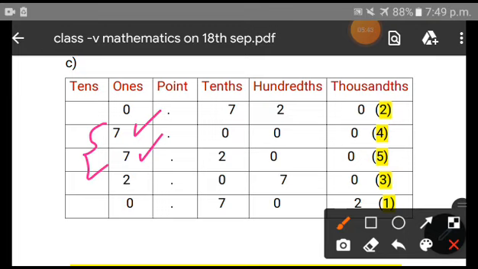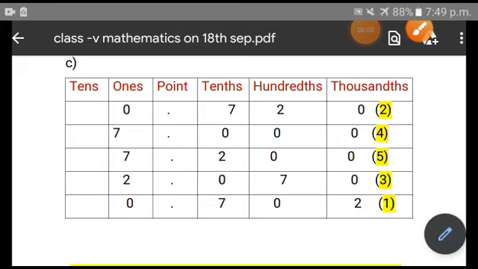Now let's move to the decimal part. In the tens place you have 0, in the tens place you have 2. So which is less? Obviously this 0 is less. 0 is less than 2. So we are going to write this in the 4th place, and finally this one will come in the 5th place.